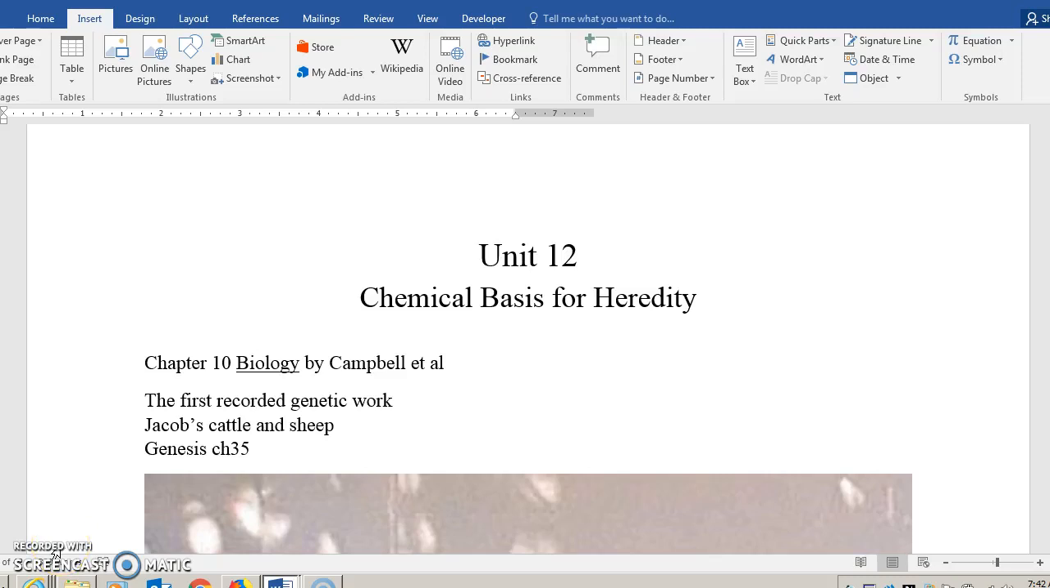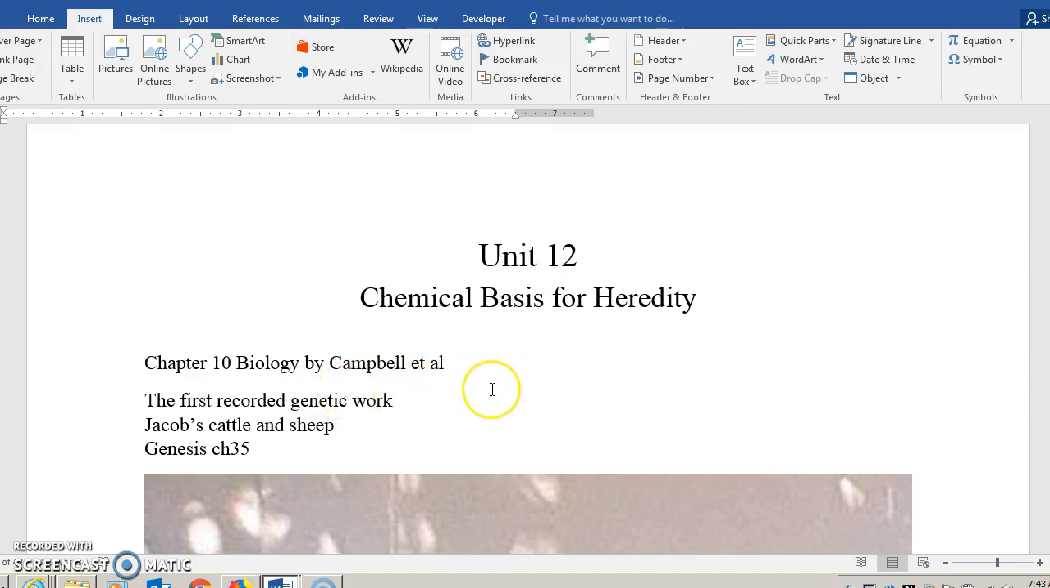This is Screen Capture Video Unit 12.1, the first video of the series. It has to do with the chemical basis of heredity. And when we talk about the chemical basis of heredity, we're talking about the information that's stored in DNA, how it's stored, and then how it's transferred to other chemicals and eventually to be read and used by the organism. This follows Chapter 10 in Biology by Campbell et al.